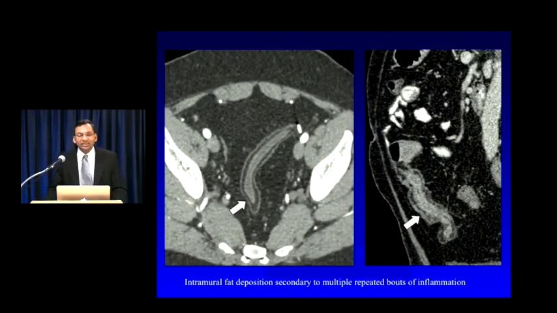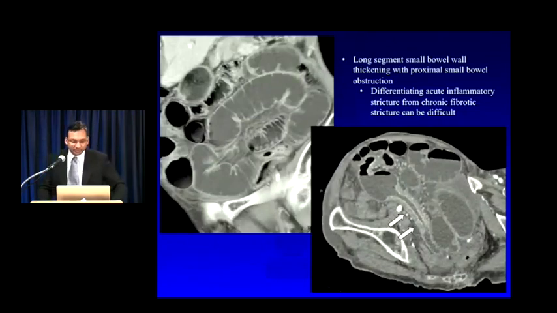It is worth noting that this is not specific for Crohn's disease. This can be seen with any form of inflammatory bowel disease, and more broadly, any form of bowel inflammation, as well as patients who are either obese or diabetic. So you shouldn't necessarily jump to saying that every patient with intramural fat deposition has occult inflammatory bowel disease.